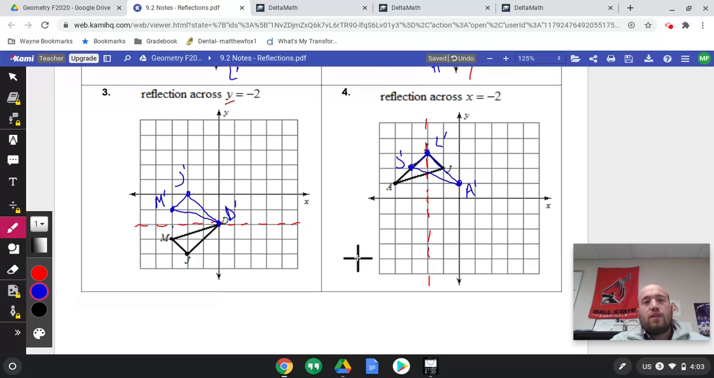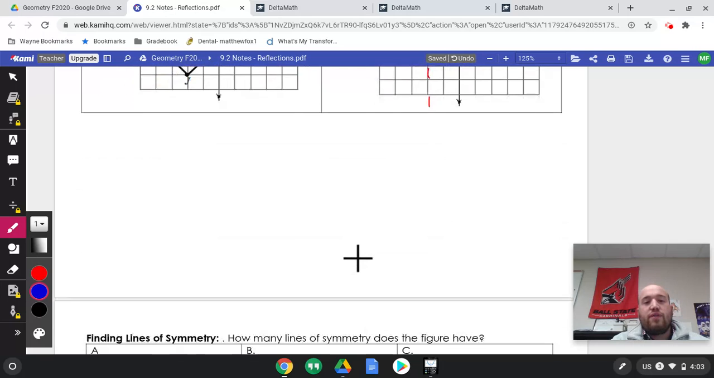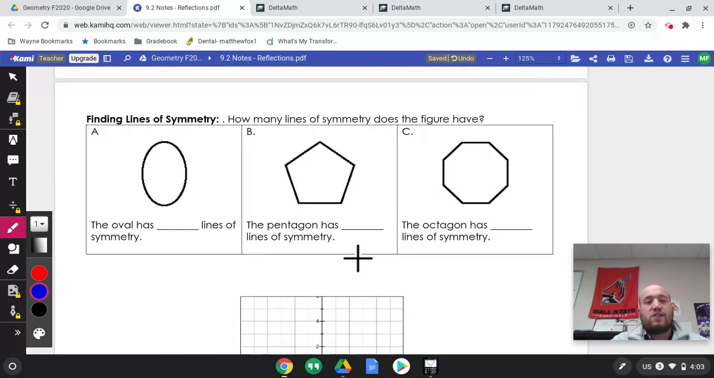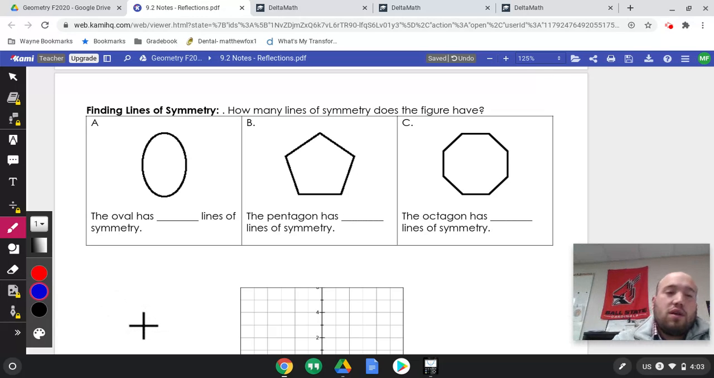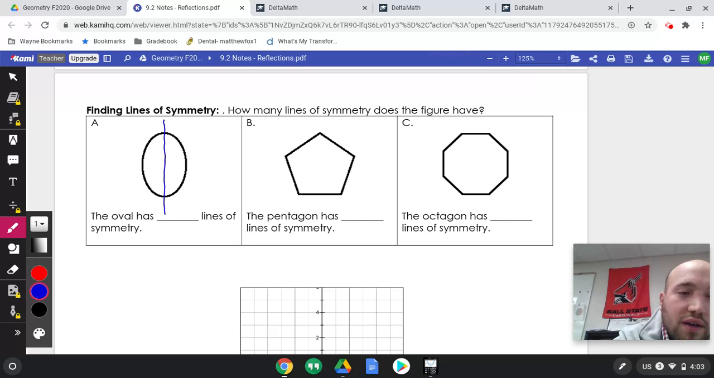Now, with lines of reflection, let's talk briefly about this idea of a line of symmetry. A line of symmetry is basically when you can draw a line of reflection through a shape, and if you reflect over it, it matches up equally on both sides. So for this oval, we would have a line of symmetry right there and another one right there. These are spots where if I fold it, it will match up. So it would be 2.